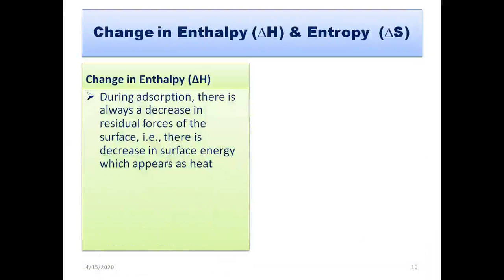Now, what happens to the change in enthalpy and change in entropy during adsorption? Let us talk about enthalpy. As I told you, the surface molecules experience some residual force. There is some surface energy on a surface molecule, so they are tensed, they are unstable, we can say. So during adsorption, what will happen? There is always a decrease in the residual force. That means there is a decrease in the surface energy. Then where does this surface energy go? This surface energy appears in the form of heat.